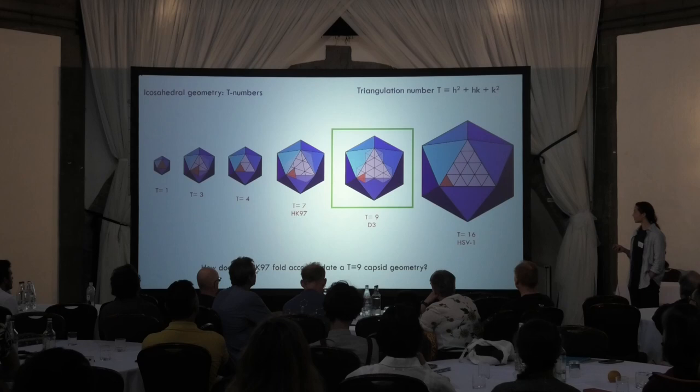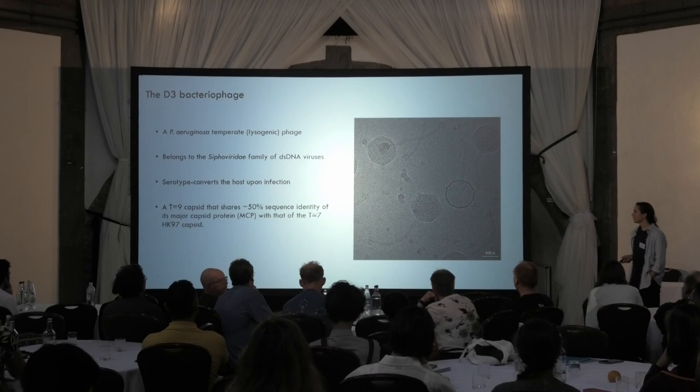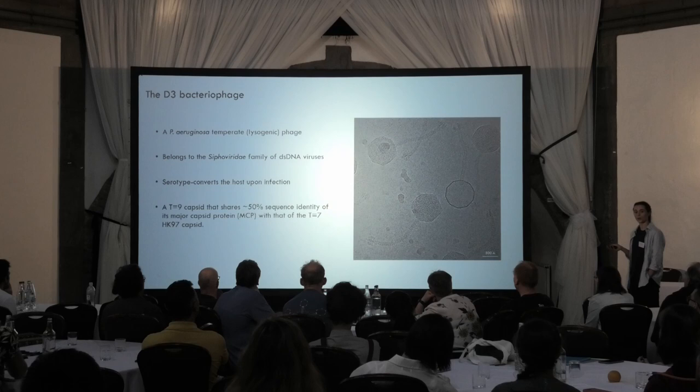So the phage is called D3. It's a pseudomonas phage. It's a cytomegalovirus. And it shows about 50% sequence identity of its major capsid protein with the HK97 capsid.